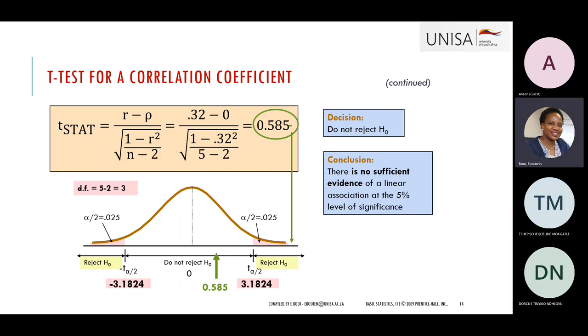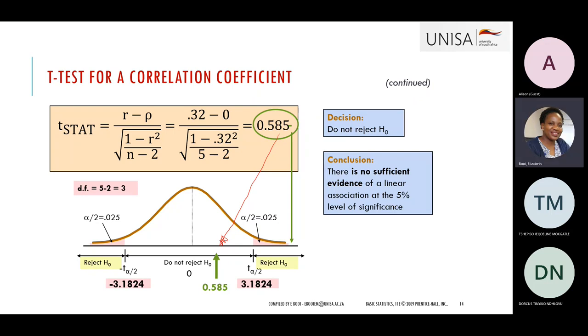We reject the null hypothesis and we claim that there is no sufficient evidence of linear association at the 5% level of significance. Oh, we do not reject because my arrow is pointing on the wrong side. It should point here.